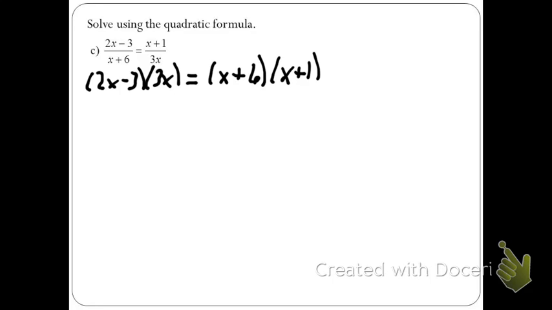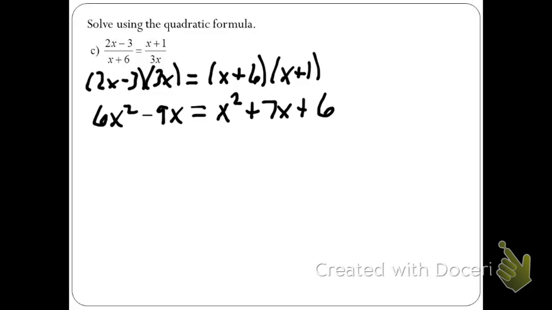Okay, now 2x minus 3 times 3x is going to be 6x squared minus 9x. Then x plus 6 times x plus 1 will give you x squared plus 7x plus 6. And we've almost got this ready to use a formula. Let's go ahead and set it equal to 0. So subtract x squared from both sides, you get 5x squared. Subtract 7x from both sides, you'll have negative 16x. And then subtract 6 from both sides, you'll have minus 6 is equal to 0.